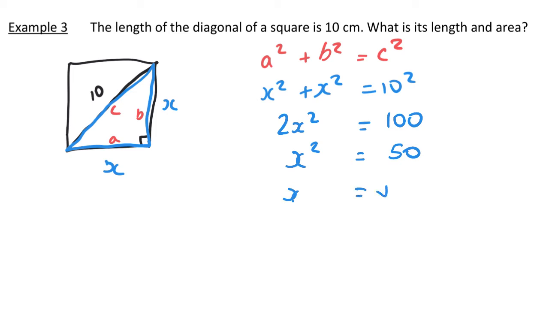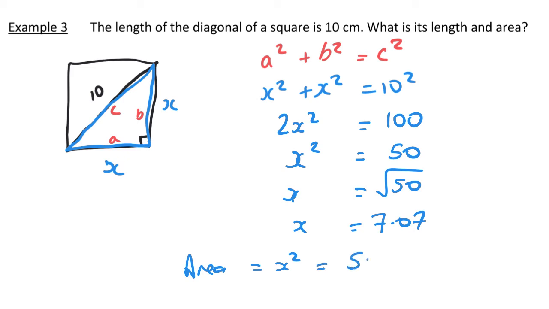x is going to be the square root of 50, which is 7.07. So the length of the square is 7.07. The area, well, that's x squared, because it's 7.07 times 7.07, which we know to be 50 squared centimeters.